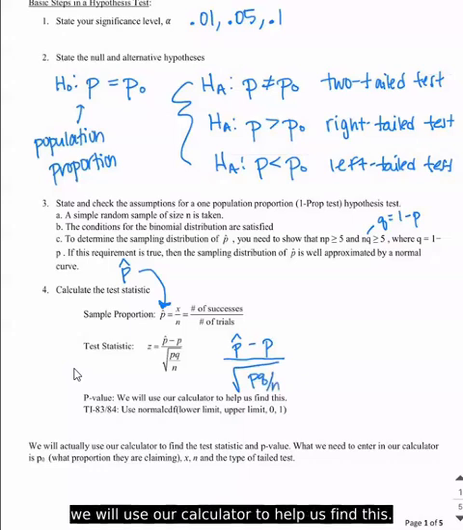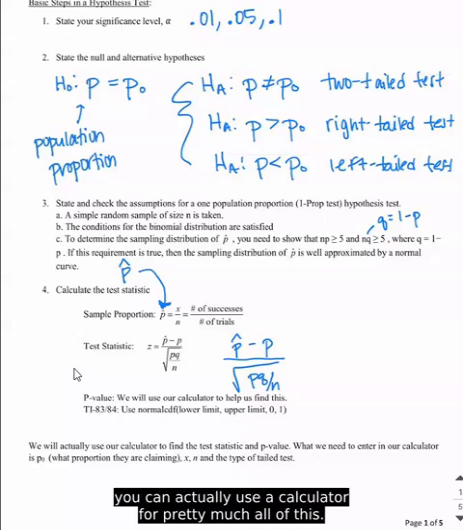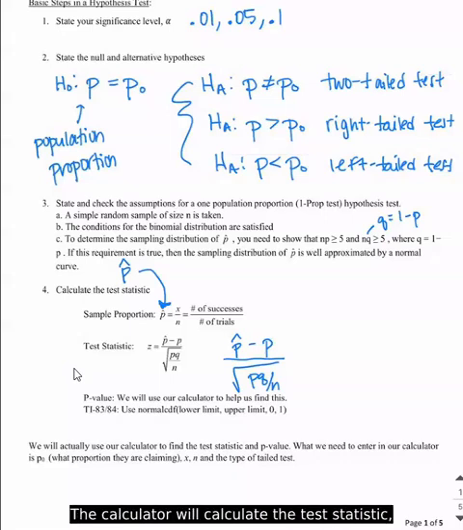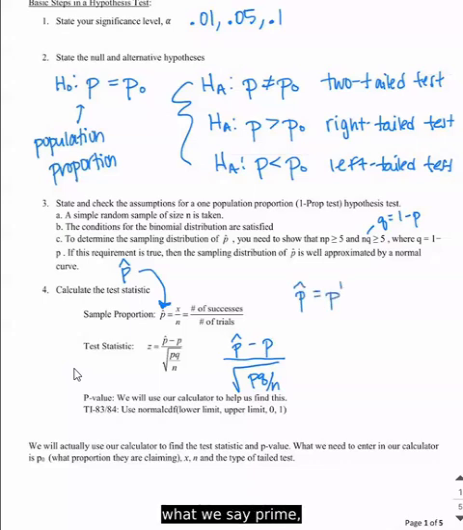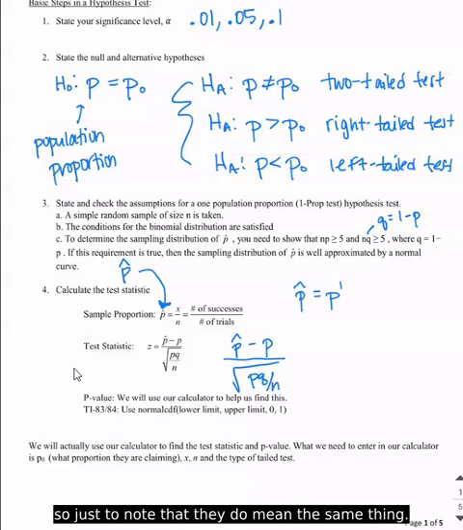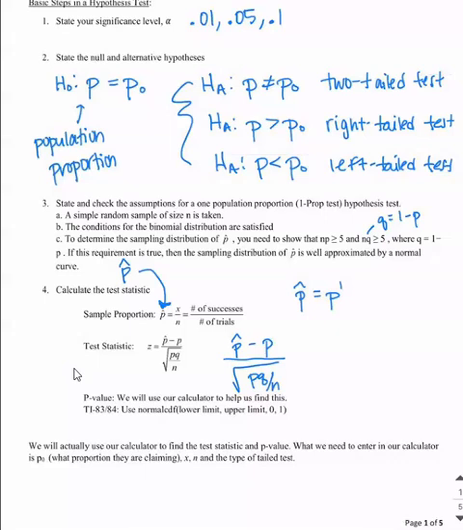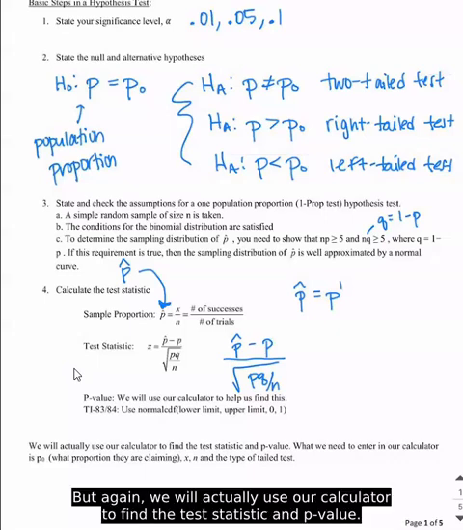Now, for a p-value, we will use our calculator to help us find this. I'm going to show you both ways. You can actually use the calculator for pretty much all of this. The calculator will calculate the test statistic, sample proportion, and even the p-value all in one step. I should say that p hat and p prime mean the same thing. So you may see one or the other notation in some of your homework. But again, we will use our calculator to find the test statistic and p-value.